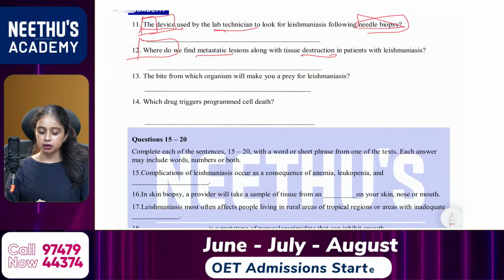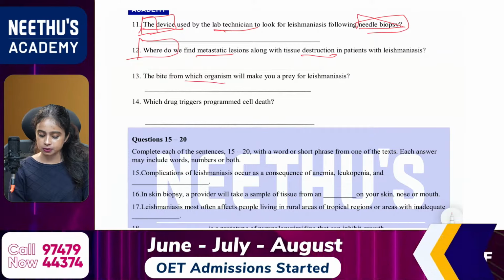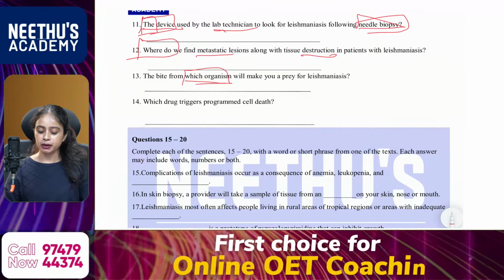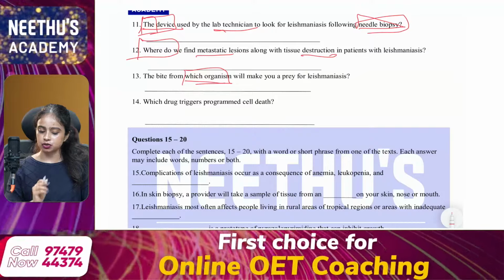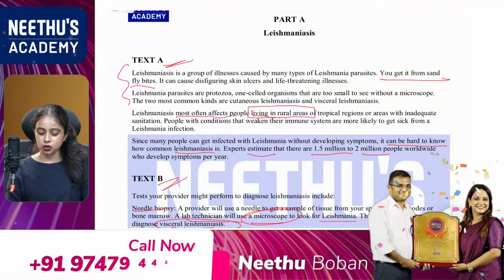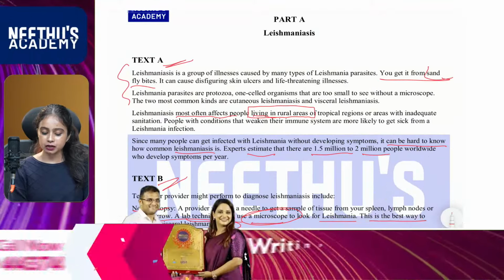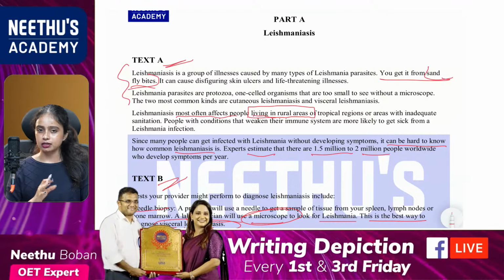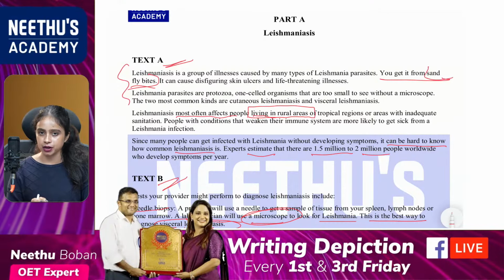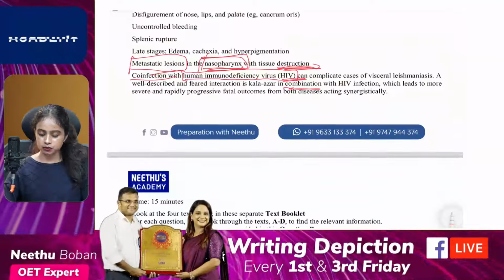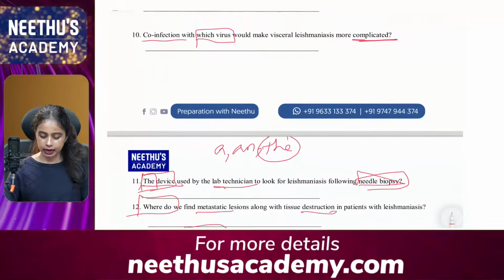Then 13th one. The bite from which organism? So we need the name of the particular organism. Which organism will make you pray for leishmaniasis? So direct answer from text A, that organism should be sandfly bites. Okay, answer is not sandfly bites, answer is sandfly. Okay, so that is from text A, answer should be sandfly.